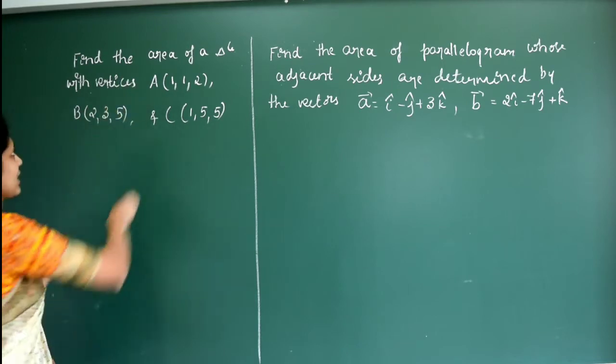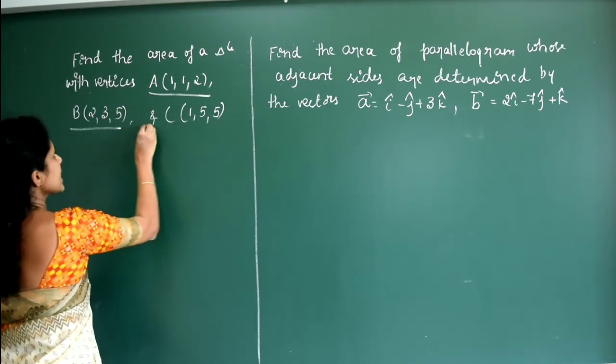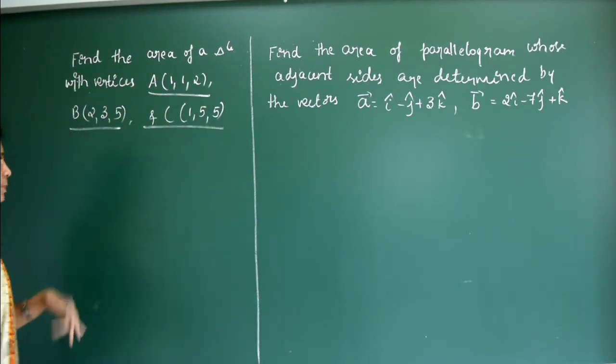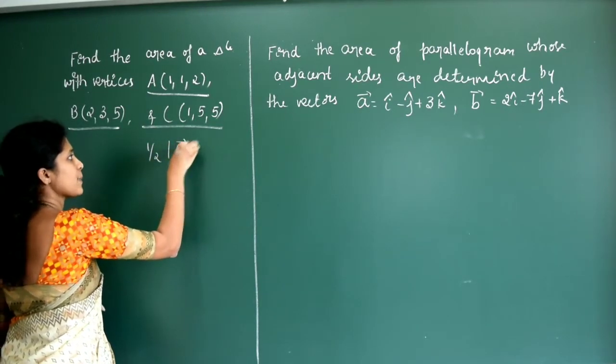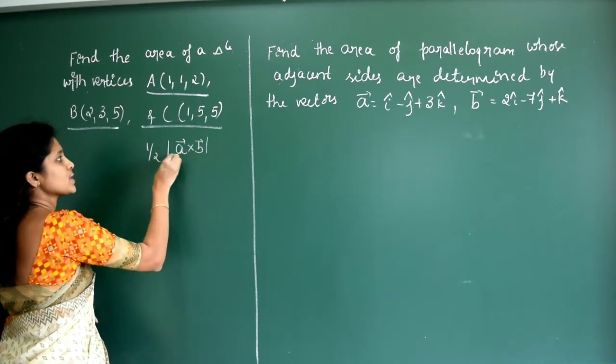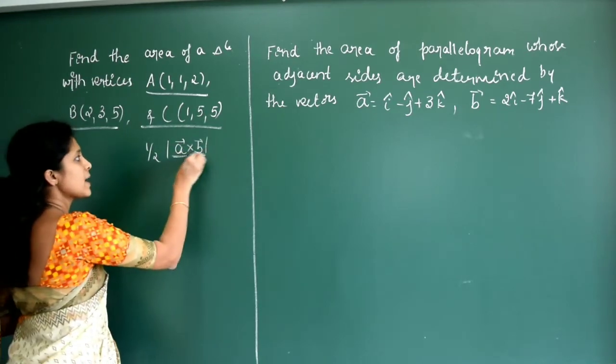Find the area of a triangle whose vertices A, B, C are given. Right? What will be the formula? Half into magnitude of A vector cross B vector. For that, first we need to find A vector as well as B vector.